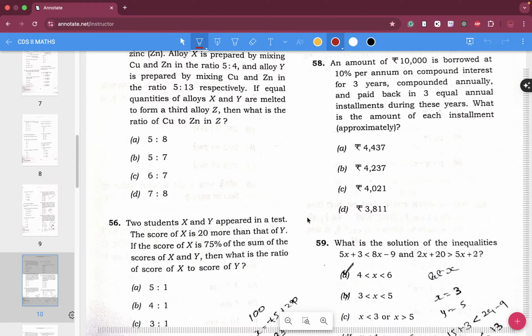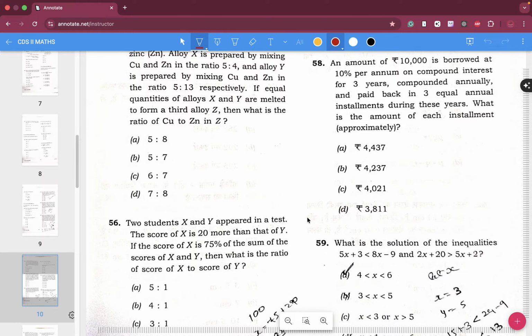Now this question is an installment type question. An amount of 10,000 is borrowed at 10% per annum on compound interest for 3 years, compounded annually and paid back in 3 equal annual installments during these years. What is the amount of each installment approximately? Now the keyword approximately holds the key for you. In the examination hall, you are supposed to do one thing to this question, that is to skip.